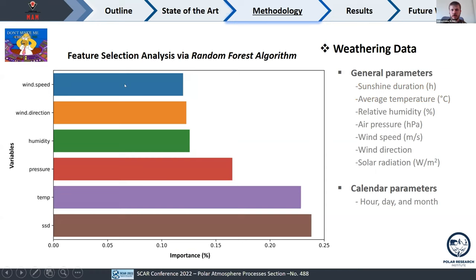Also, feature selection is an important stage for machine learning algorithms, as you know, to select the importance of the variables. We used the random forest algorithm for this purpose, but there are many other algorithms that can be used as well. As you notice here, most of the variables have a comparable importance for our training model, and therefore we use all these variables to train the machine learning models.